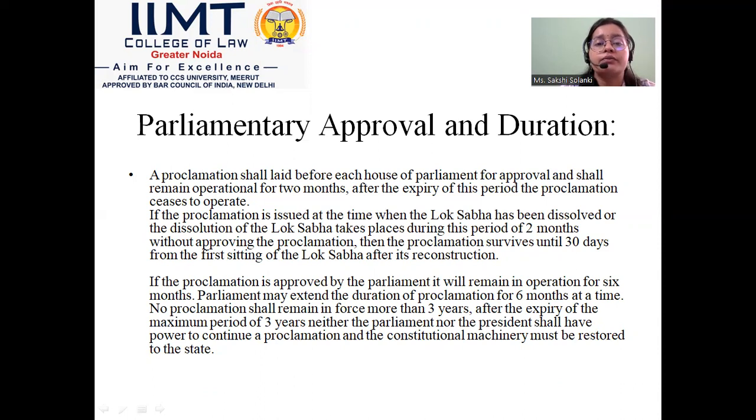If the proclamation is approved by the Parliament, it will remain in operation for 6 months. Parliament may extend the duration of the proclamation for 6 months at a time. No proclamation shall remain in force for more than 3 years. After the expiry of the maximum period of 3 years, neither the Parliament nor the President shall have power to continue a proclamation, and the constitutional machinery must be restored to the state.